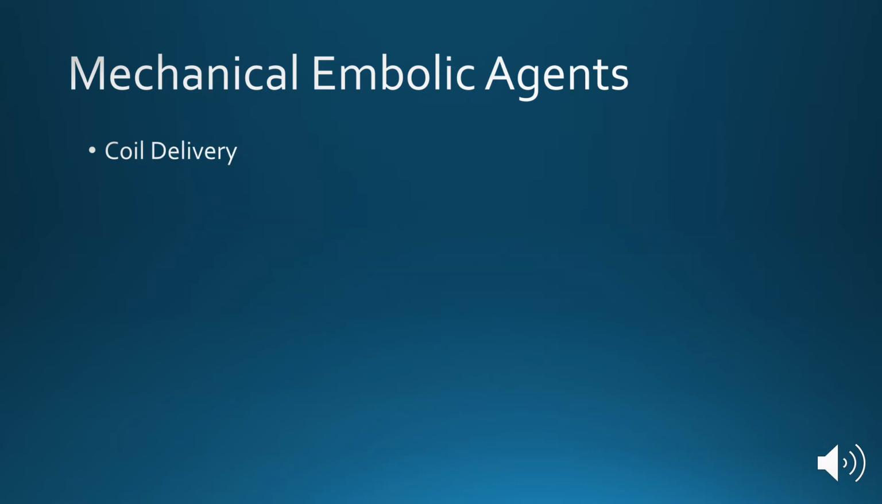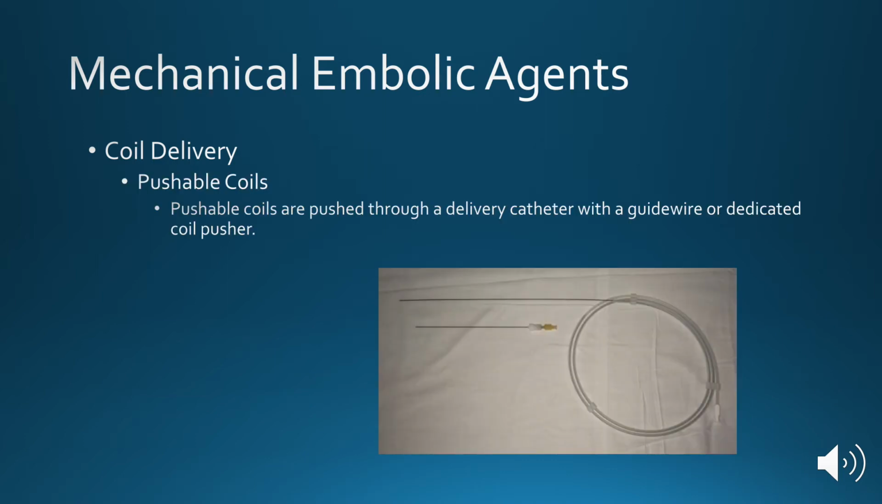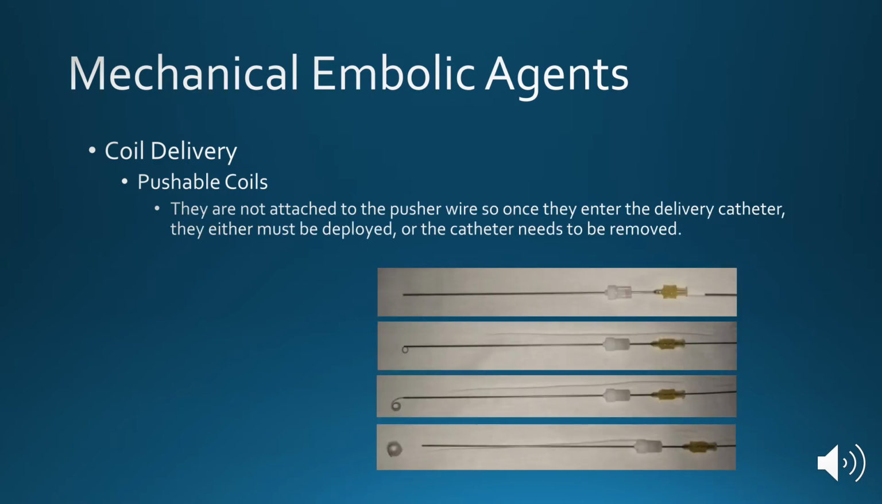So let's shift our focus now to coil delivery, and let's focus on looking at pushable and detachable coils. Pushable coils are pushed through a delivery catheter with a guide wire or dedicated coil pusher. Importantly, they're not attached to the pusher wire, so once they enter the delivery catheter, they either must be deployed or the catheter needs to be removed.